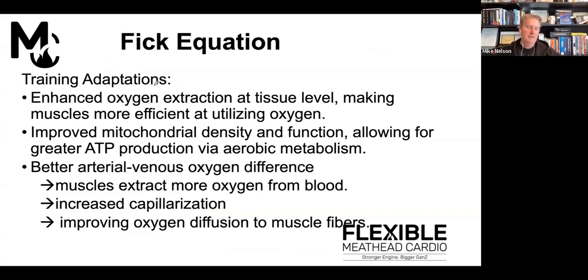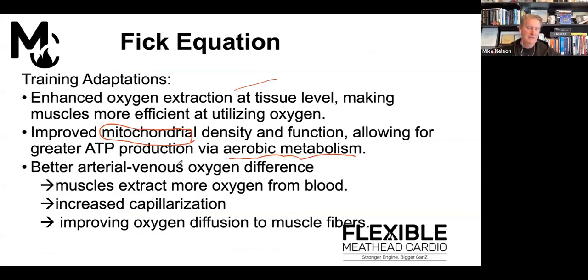So training adaptations enhance oxygen extraction at a tissue level. So you're able to pull out more oxygen, making the muscles more efficient. This is also related to improved mitochondrial density and function. Mitochondria, little guys that are making ATP energy, allowing for greater energy production, and obviously more and better aerobic metabolism.